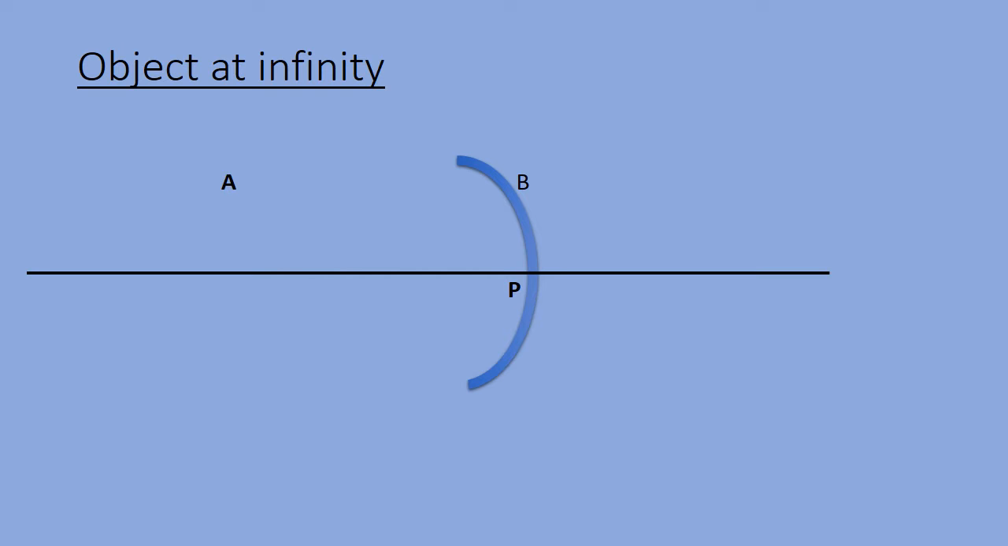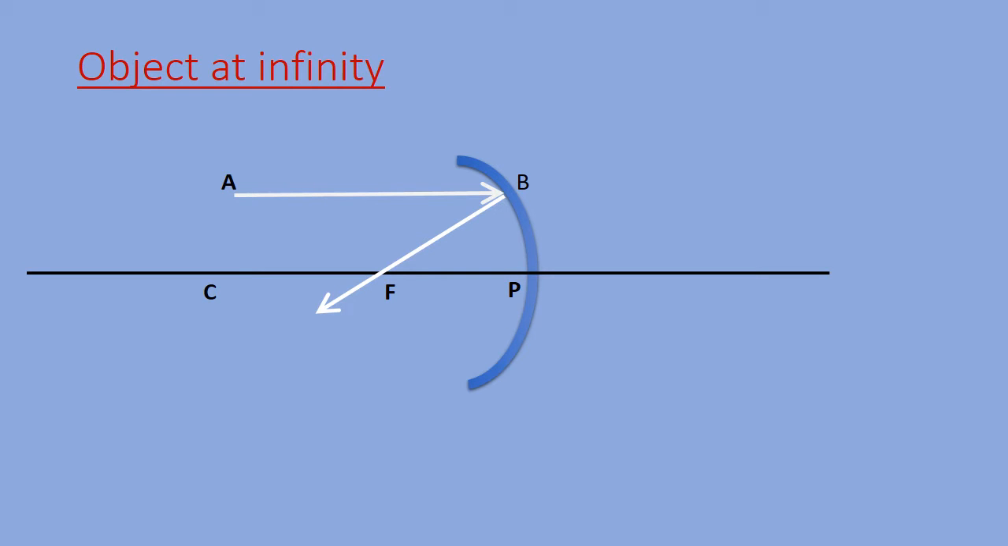When an object is at infinity, the light rays coming from the object can be considered as parallel light rays. Now let's assume that these light rays are parallel to the principal axis. So let's assume this is a light ray, incident light ray AB. The incident light ray after reflection would go through focus. Similarly, any number of light rays we consider which are parallel to principal axis would be going through the focus.